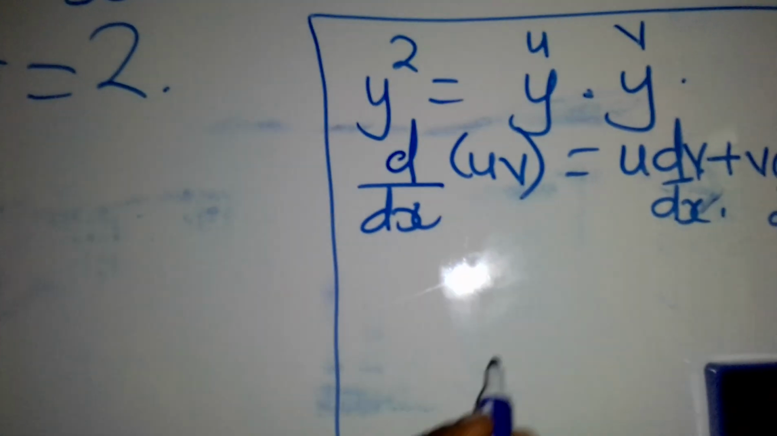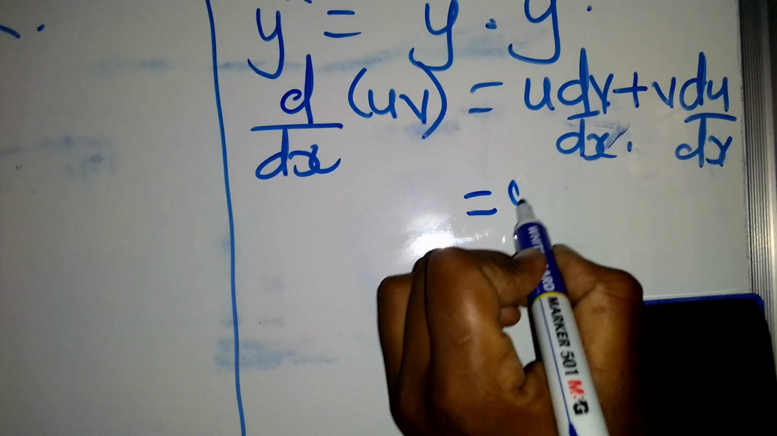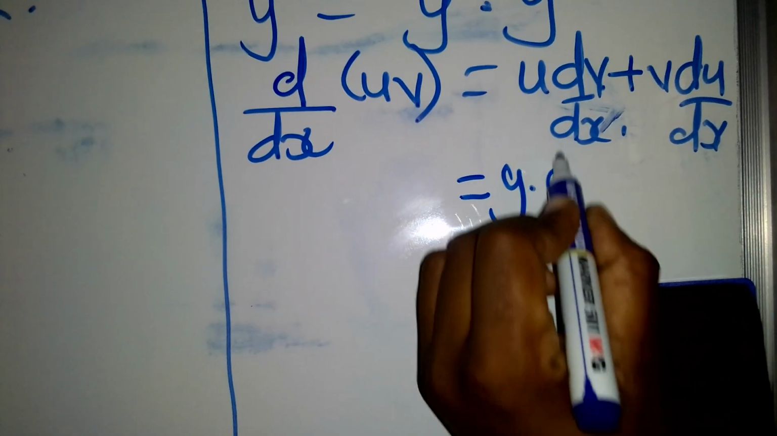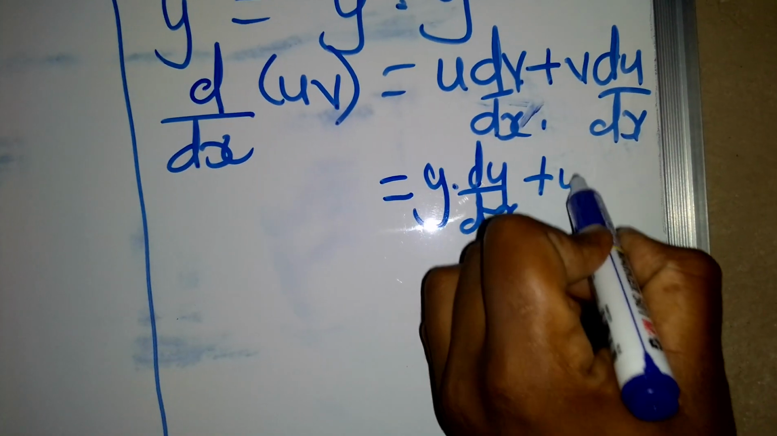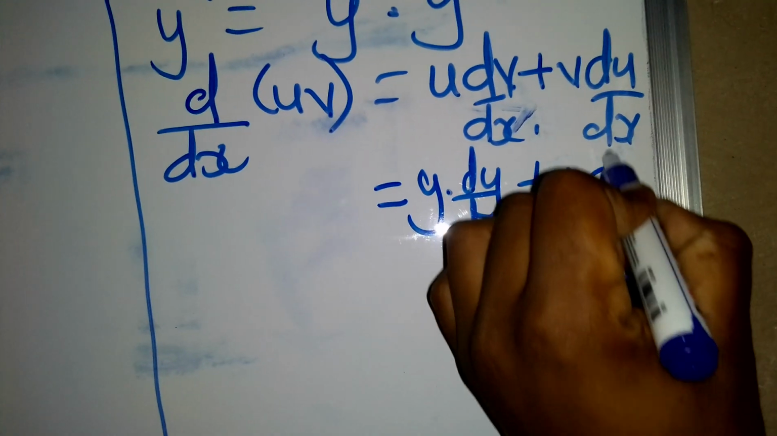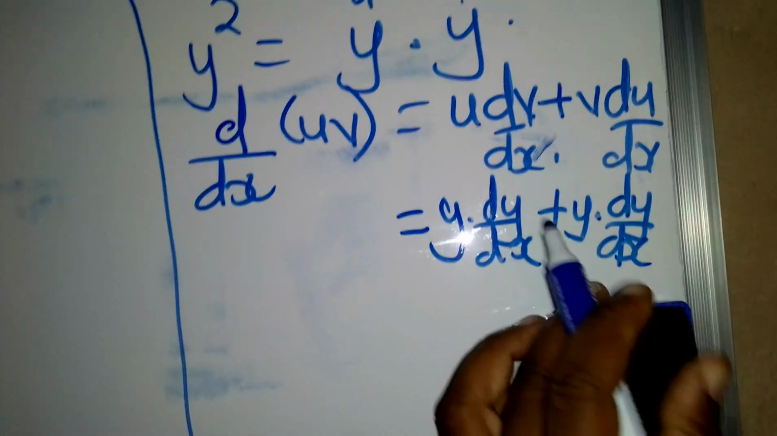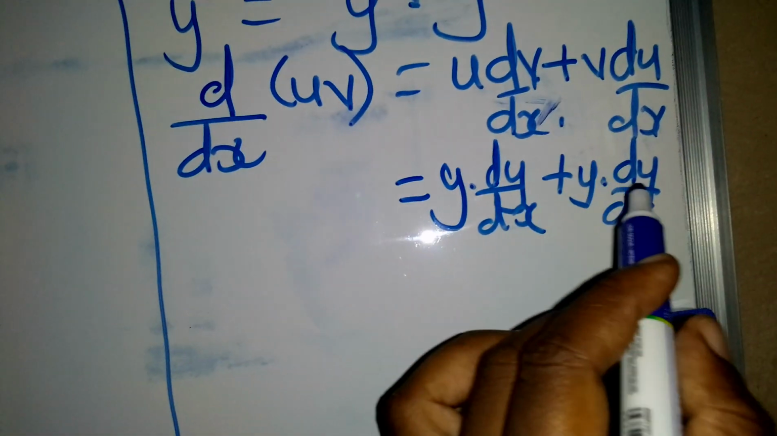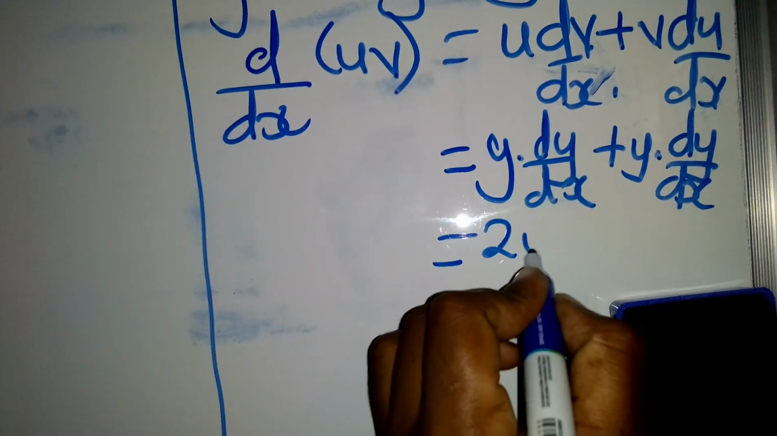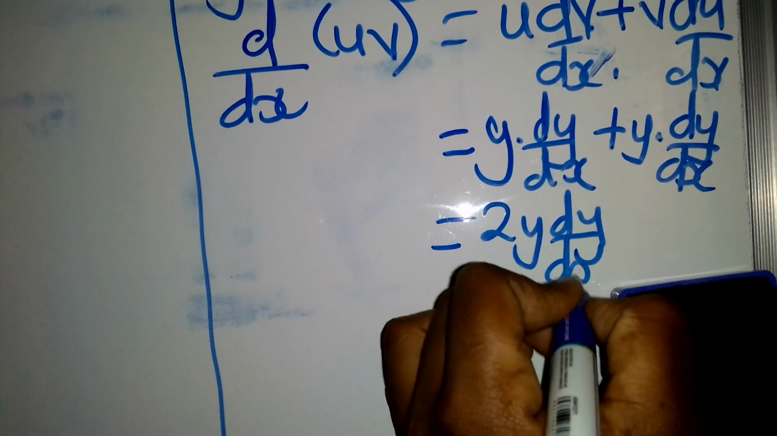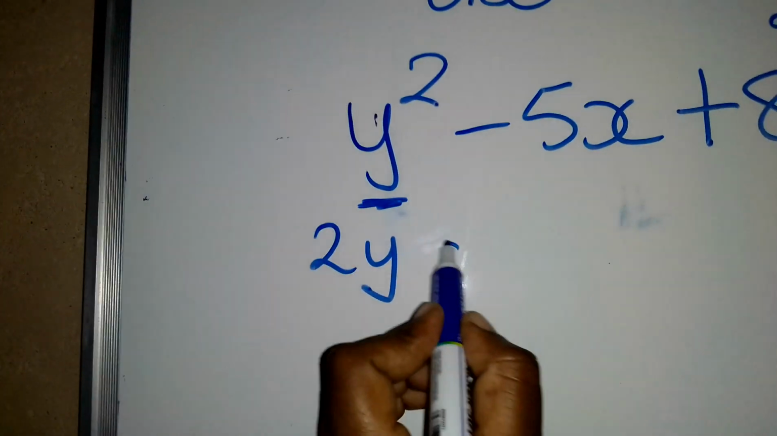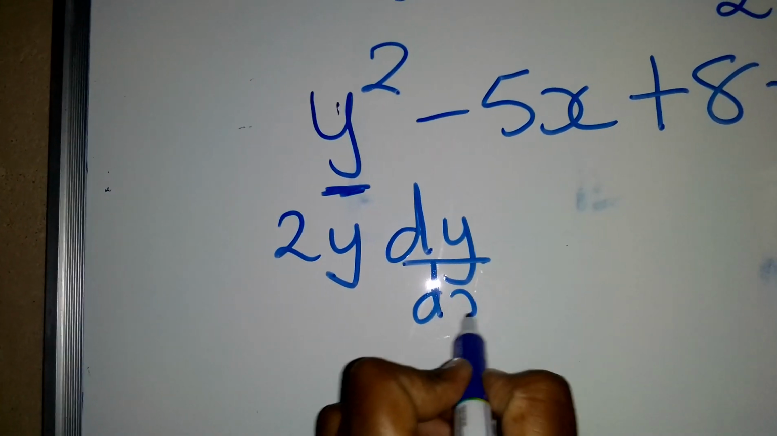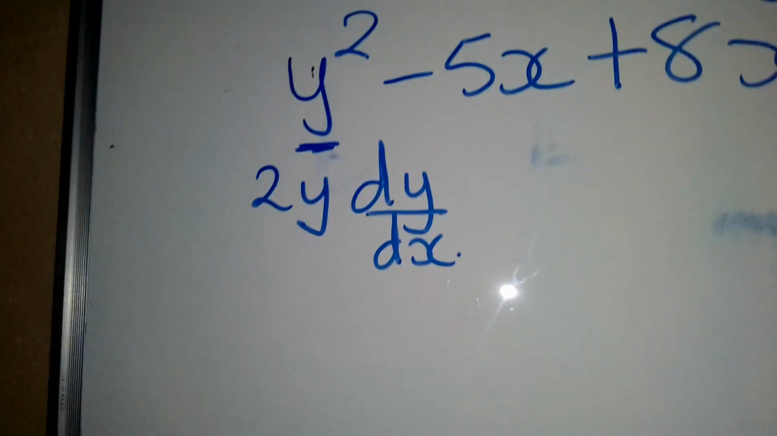So the derivative is equal to u, which is y, times dv/dx, which is dy/dx, plus v, which is y, times du/dx, which is dy/dx. So if we add y dy/dx plus y dy/dx, we get 2y dy/dx. So the derivative of y squared becomes 2y dy/dx.